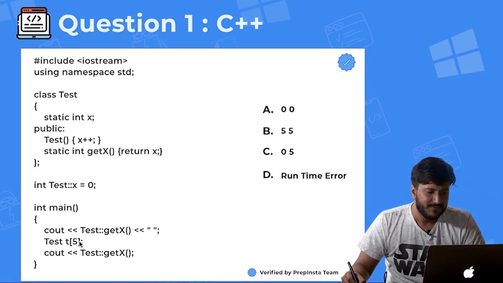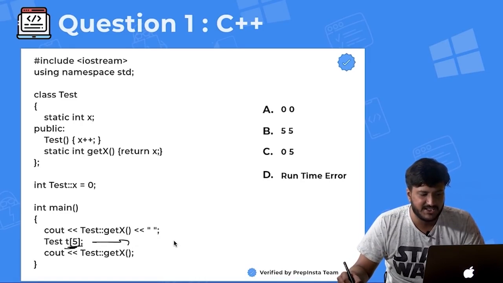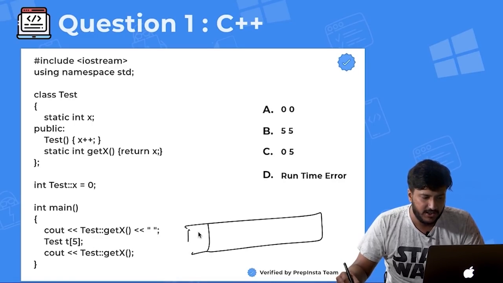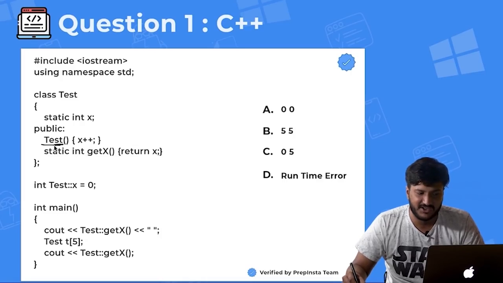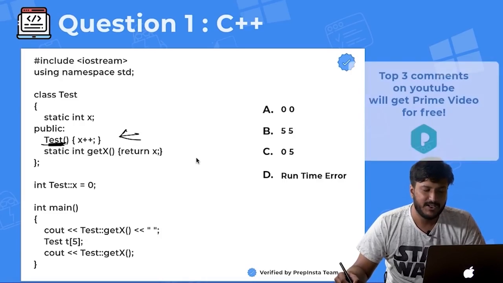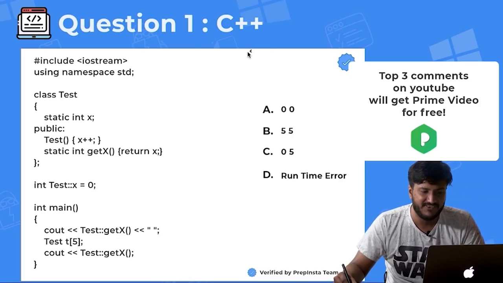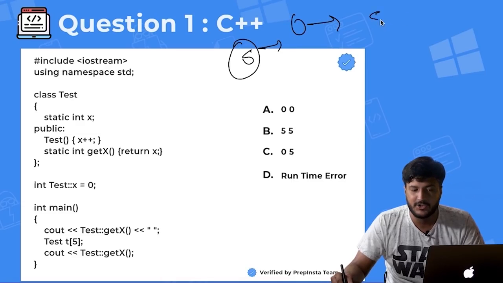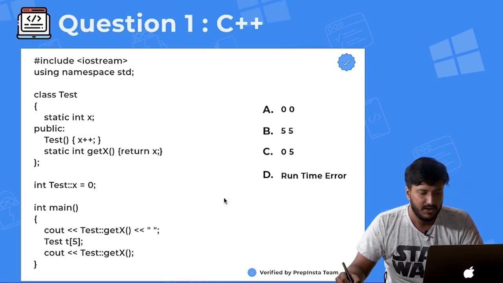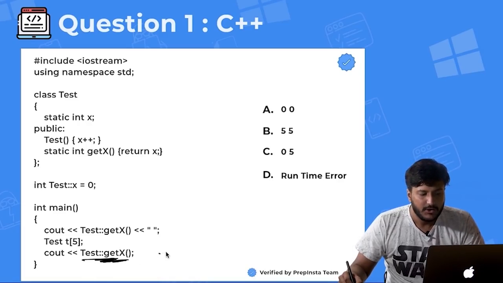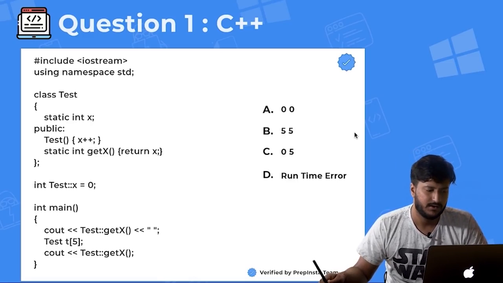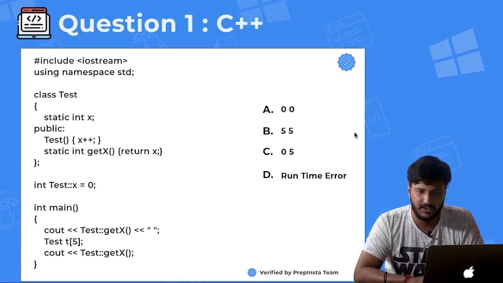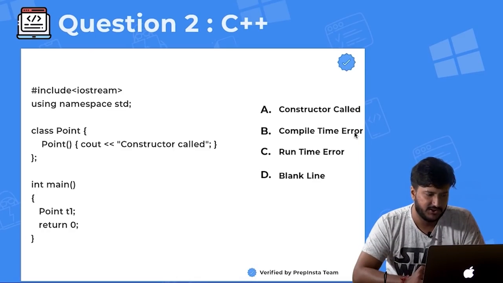Perfect. But here, there are five objects created and those objects are stored as an array. So here you have T of zero, T of one, T of two, T of three, T of four, right? So these are the five objects that you have created. Every time an object is created, this constructor is called, so X plus plus would happen five times. The value which was 0 is shared across all the five objects, so it will become 5 for all of them. So when you print this again, you will get 5 as an output. So the answer here would be 0, 5. Maybe if you got it wrong, you want to see it a little again. Right, so let's go ahead and solve the next question.